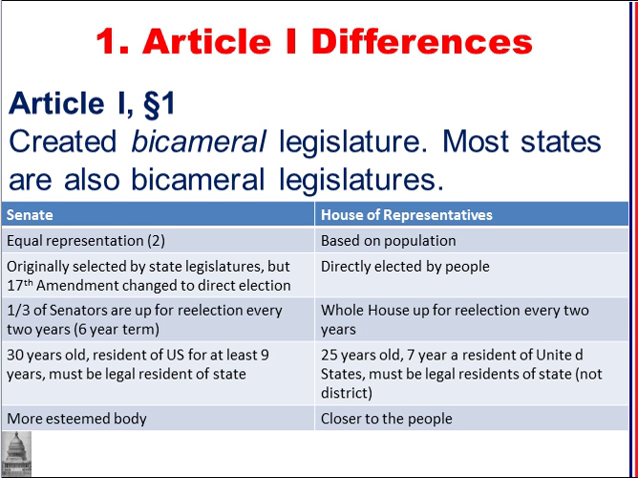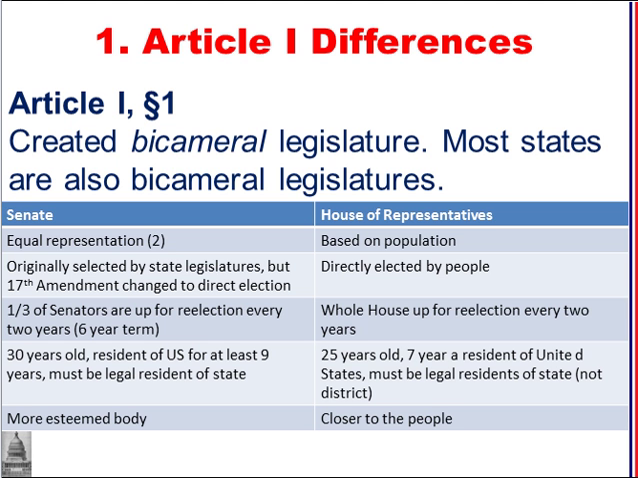So let's look at Article 1. Section 1 of Article 1 created a bicameral legislature. That means two houses. So we have the United States House of Representatives and the United States Senate. The U.S. Congress is bicameral. Most states in the country are also bicameral in their state governments. Nebraska is the only exception. So in Richmond, Virginia has a bicameral state government as well. We have two houses in our state government.